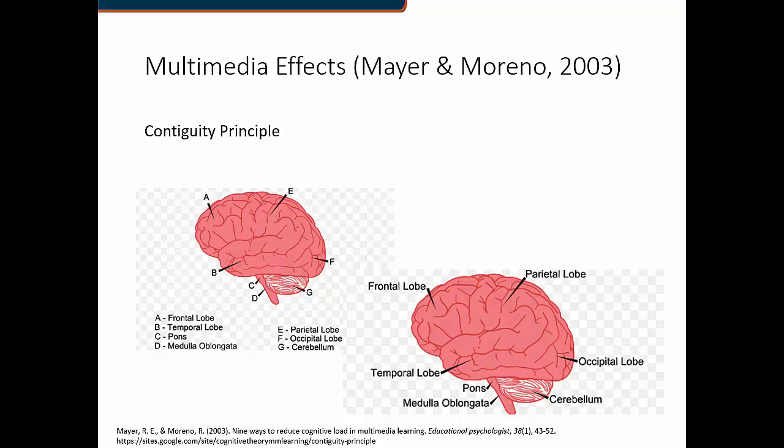So the contiguity principle: in the old days, old textbooks used to have a legend here and then labels here. Now, it takes less cognition, research says, and this kind of makes sense, to put the actual word on the place labeling the item instead of, oh, that's this one.